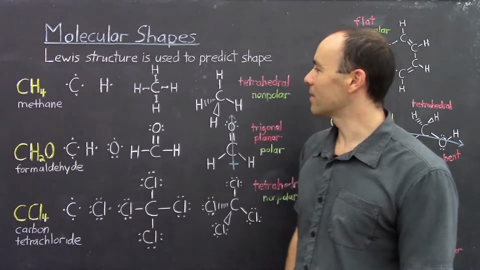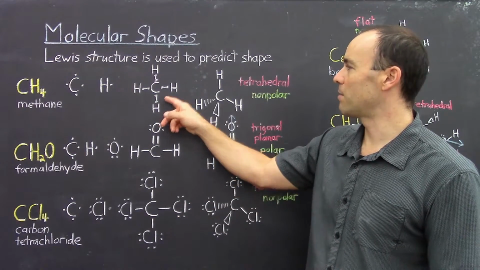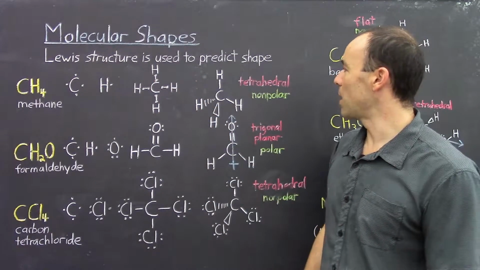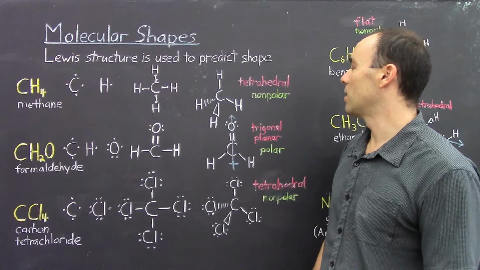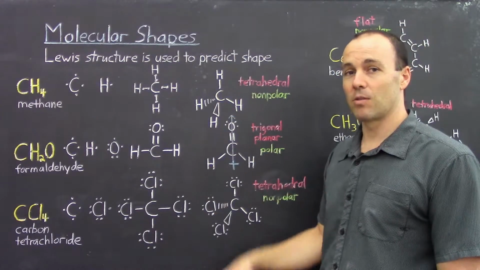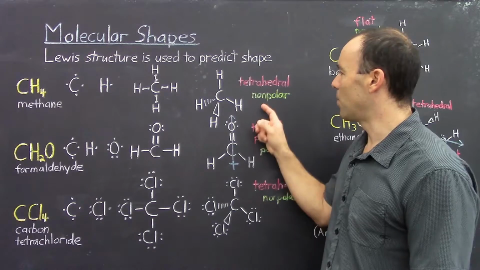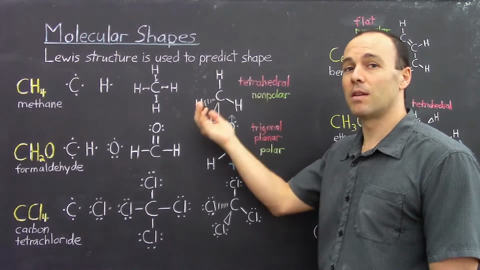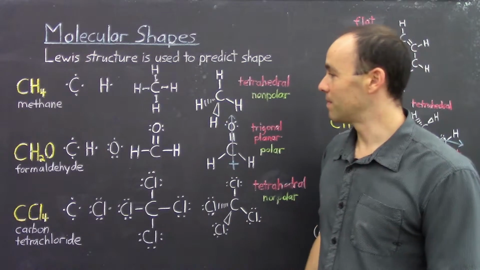Now, when the center atom is surrounded by 4 groups, those groups are arranged in the shape of a tetrahedron. So this is a tetrahedral molecule, and it's nonpolar. There is no negative end and no positive end in this molecule.